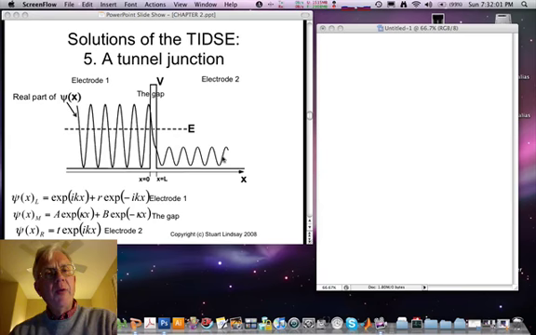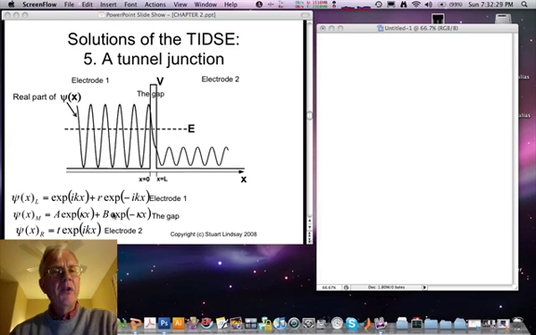When we write down the piecewise trial solutions for this situation, we have to allow for the probability that an electron is reflected at x equals 0. So we have an incident and a reflected wave with an amplitude reflection coefficient little r, r squared being the intensity or probability of reflection.